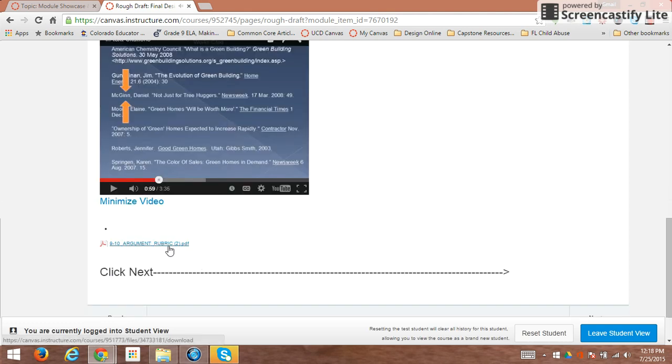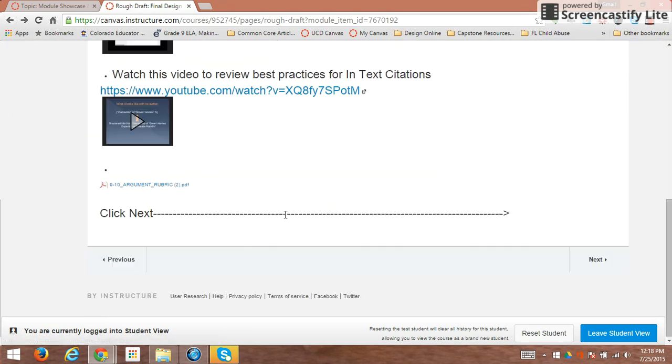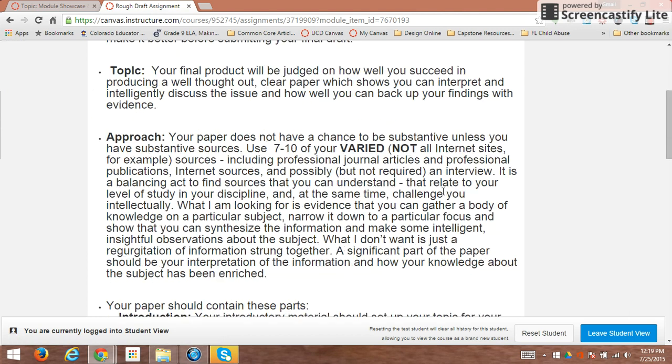And then finally, I've included the writing rubric. I have not attached that yet, so that's something that I need to do, which is great, so I will do that next. And that way they can actually see the rubric that I'll be grading them on. And then here is where they'll actually submit the assignment.